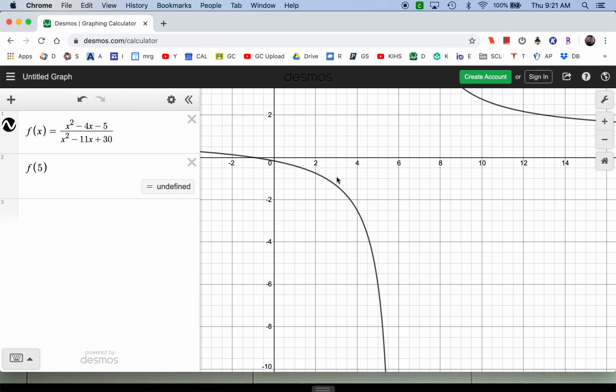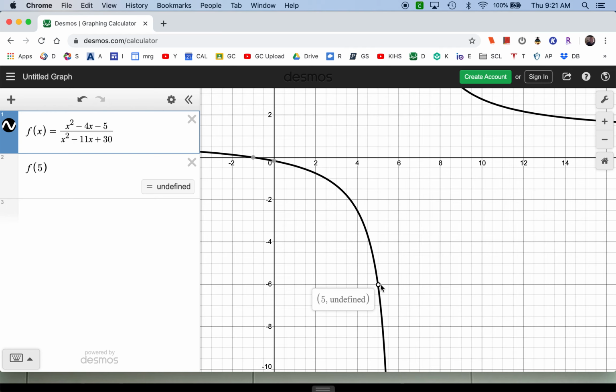So I'm going to trace along the graph here at 5. And I want you to notice that at 5, there's no asymptote. The asymptote is actually at 6, not at 5. It kind of looks like it, but it's actually at 6 where the asymptote is. So at 5, we're actually approaching a number. Now, when I actually get to 5, I want you to notice that there is a hole in the graph. Do you see the hole there? So exactly at 5, there's a hole.